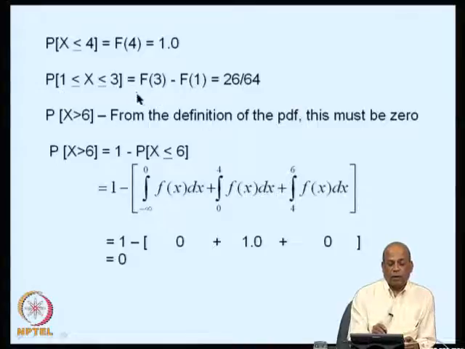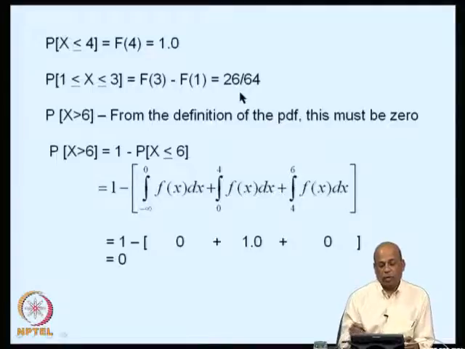And let us say we are interested in the probability of x taking on values between 1 and 3. This we write as F of 3 minus F of 1. This is from the result we obtained earlier: the probability of x lying between a and b is equal to F of b minus F of a, and this comes out to be 26 by 64.